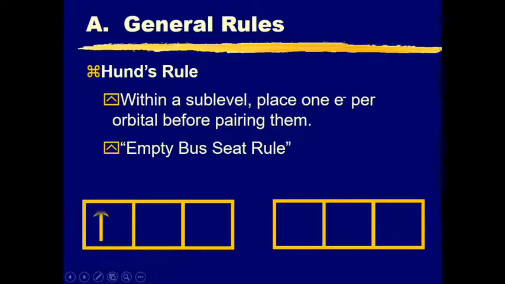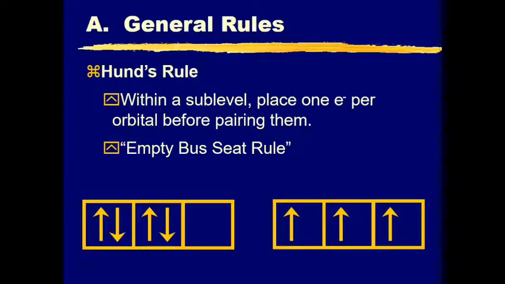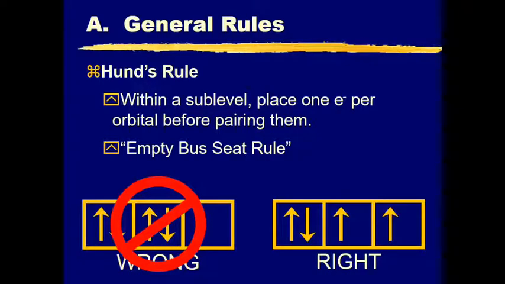We call it the empty bus seat rule. If you had 20 people getting on a bus and there were 20 seats, more than likely they are going to want a seat to themselves so they can stretch out, lay down, chill out, whatever it is they're going to do. Electrons are the same way. If there are 3 orbitals available, they want to spread themselves out first before they have to go back and double up. So the picture on the right is the correct picture as far as orbital filling, and that does obey Hund's Rule.